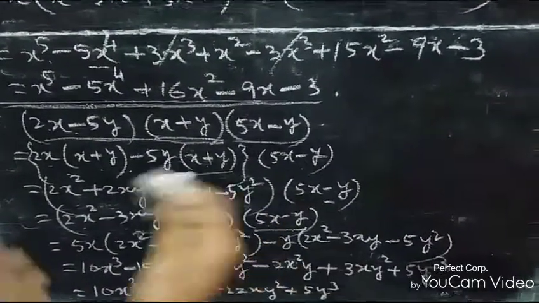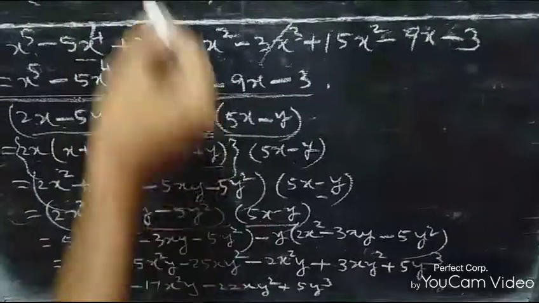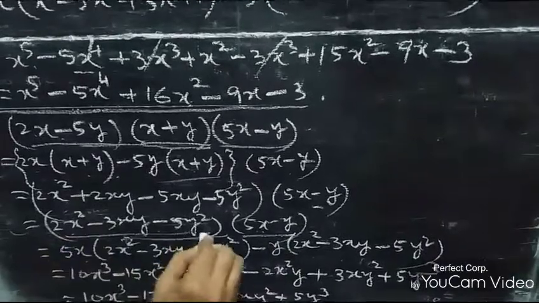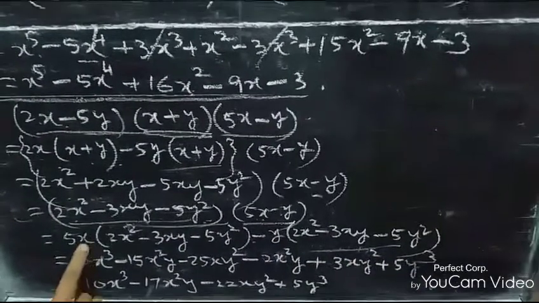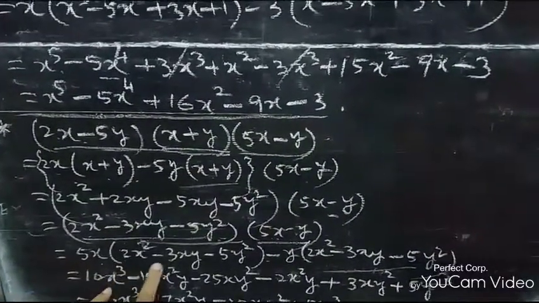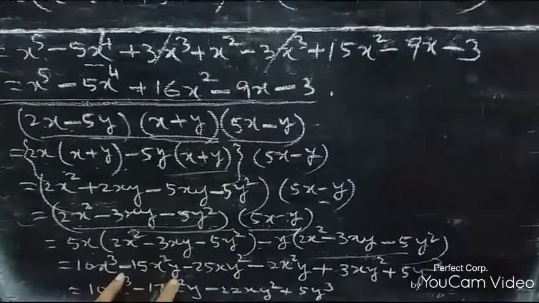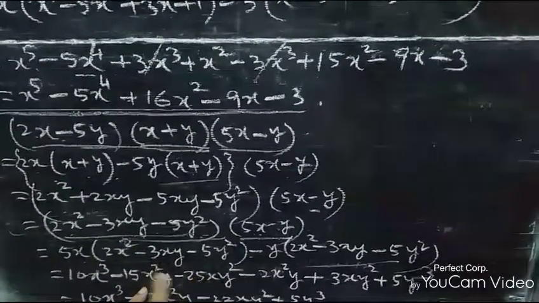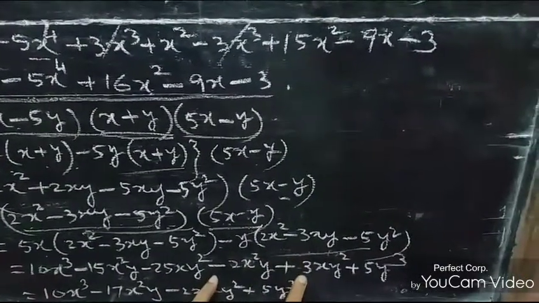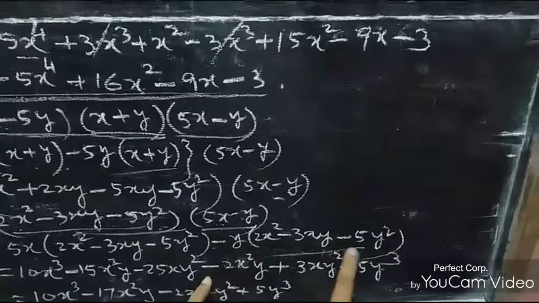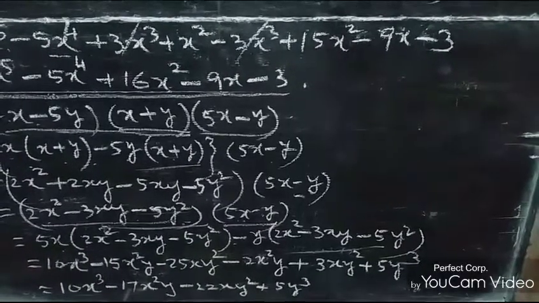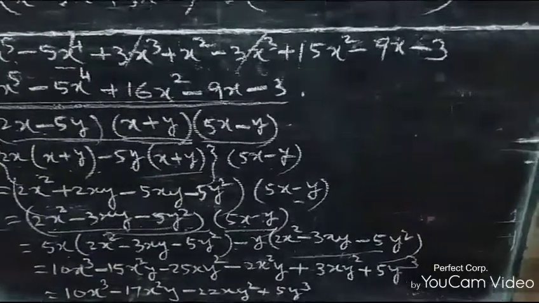Do the same thing as you have already done, the multiplication of 2 expressions: 5x into this one minus y into this one. Just do the multiplication: 5 into 2 is 10x cube, minus into plus is minus 15x square y, minus 25xy square. Then minus 2xy square, x square y, minus into minus is plus 3xy square, and minus into minus is plus 5y cube. So this is 10x cube minus 17x square y minus 22xy square plus 5y cube.